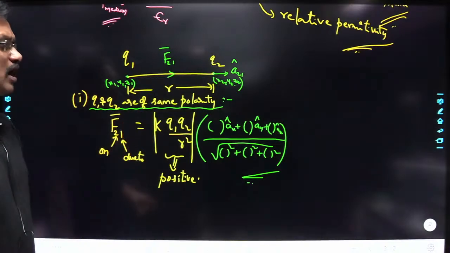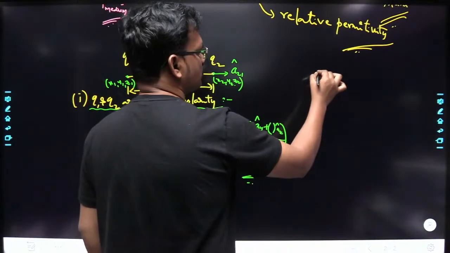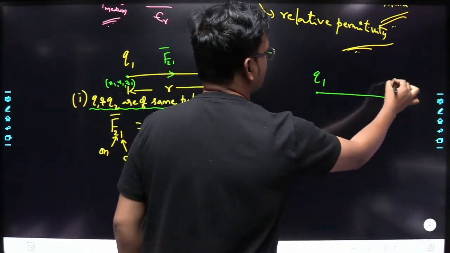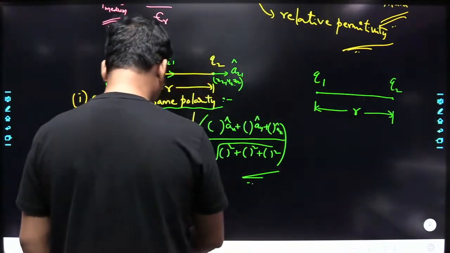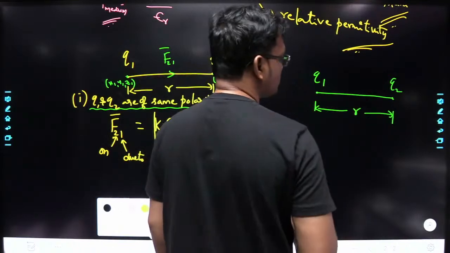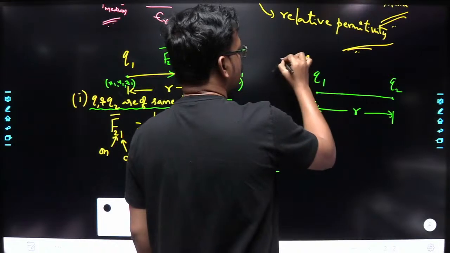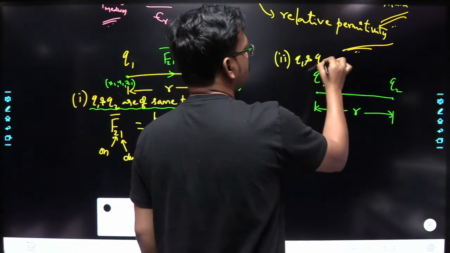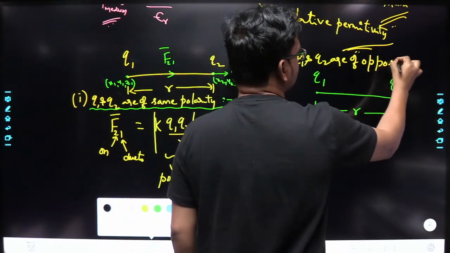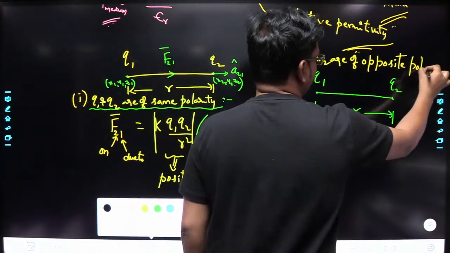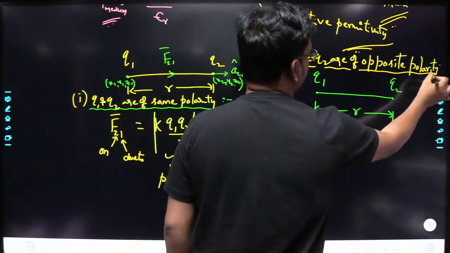So if both are of opposite polarity, then what will happen here? If Q1 and Q2 are of opposite polarity, separated by the same distance, then what is the force on 2 due to Q1? This is case 2 here. Q1 and Q2 are of opposite polarity. I am just revising here. Already we have seen all these things, right? Okay.